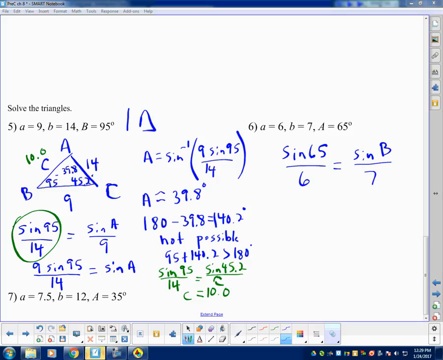But I know that if this is A and this is A, they've got to be connected, and then sine of B has to go with 7. Cross multiply, you got 7 sine 65 over 6 equals sine of B. Go ahead and find inverse sine of 7 sine 65 over 6, and what happens there? What has to happen?